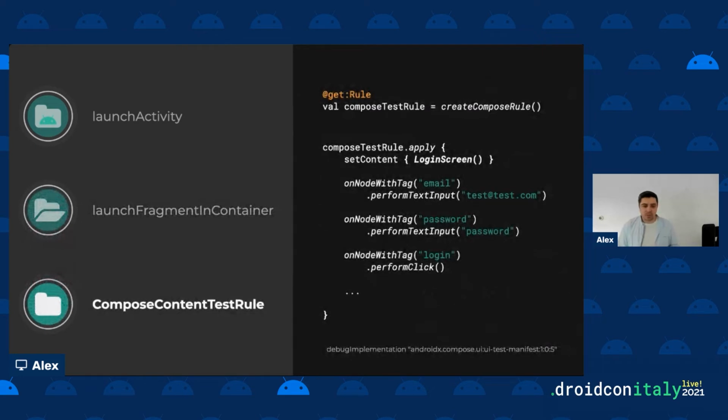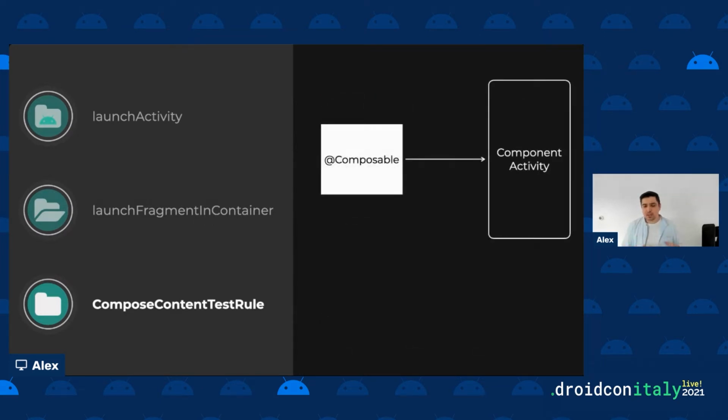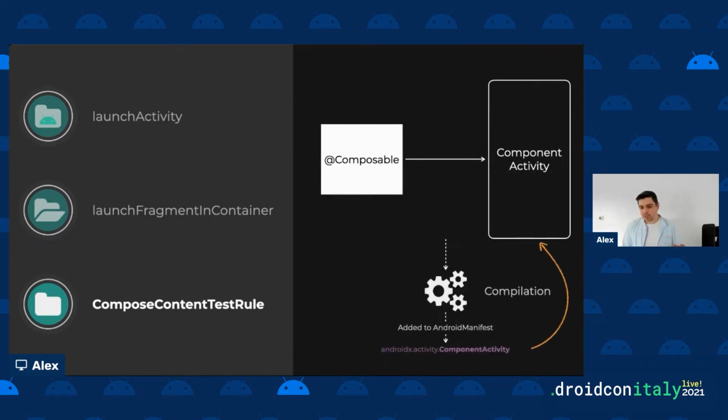Something similar happens with Jetpack Compose rules. It's called the Compose Content Test Rule. When we want to use this rule, we also need to add one dependency. It's called UI test manifest. Under the hood, our composable functions will also be added to an activity, but in this case it's ComponentActivity, which will be added during compilation. Without this dependency, we need to add this activity manually to our manifest. So it's great that we have an additional dependency which does all the stuff for us.